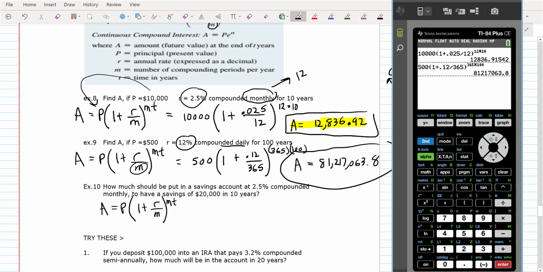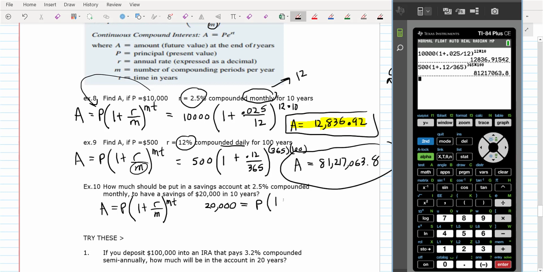Now, this time it's different. This is not the principal. What is that? That's the amount after interest. I'm saying how much do you put? That's what principal is. So we don't know P. You have to read that problem carefully and know that. So when you set this up, $20,000 is A. P is what we're going to find. Then the rest of it's all the same.